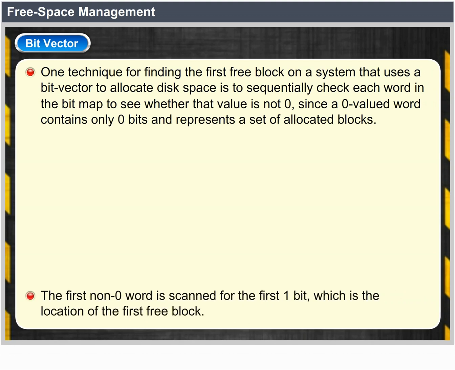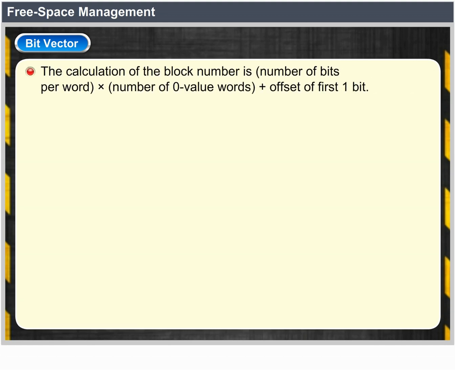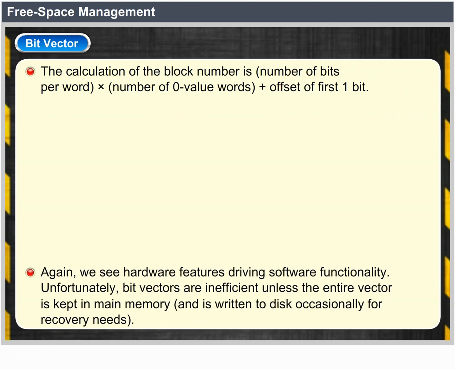The calculation of the block number is: number of bits per word times number of 0-value words, plus offset of first 1 bit. Again, we see hardware features driving software functionality. Unfortunately, bit vectors are inefficient unless the entire vector is kept in main memory and is written to disk occasionally for recovery needs. Keeping it in main memory is possible for smaller disks but not necessarily for larger ones.